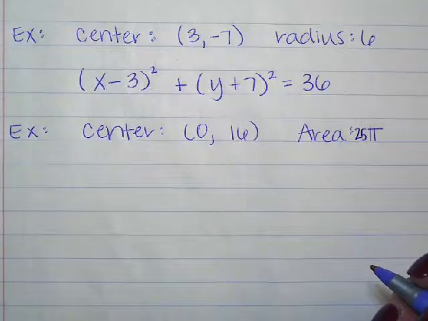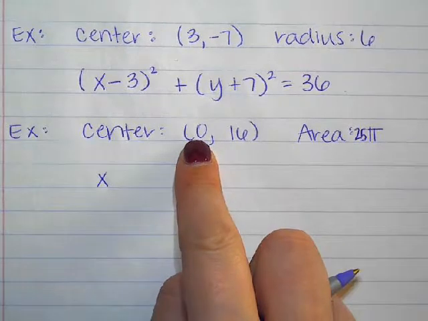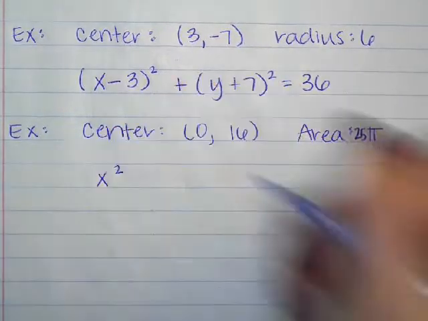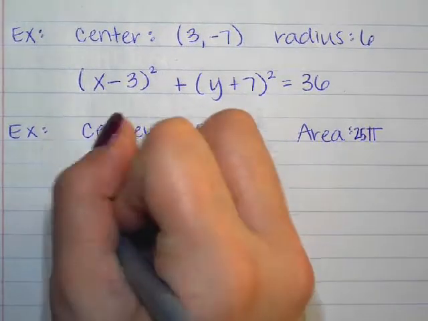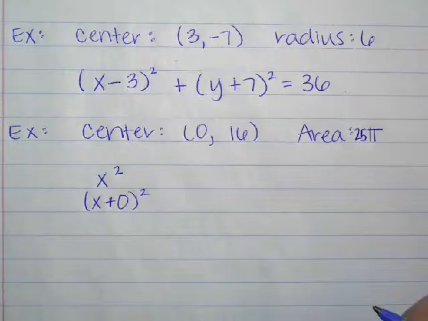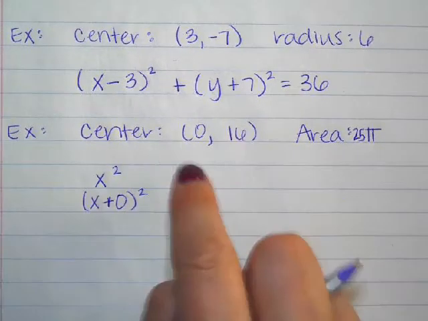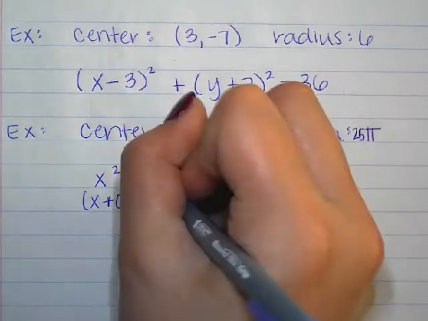X minus 0. You could do x plus 0, x minus 0. Do you even have to write that part of it? No, you just put x squared. Or if you want, you could put x minus 0 squared or x plus 0 squared. It's the same thing. Those are both good. And then what do we put next for the 16? Plus (y minus 16) squared.